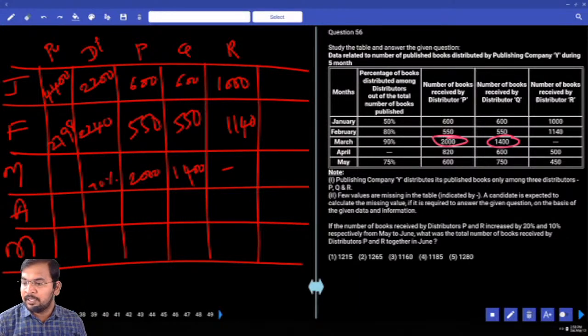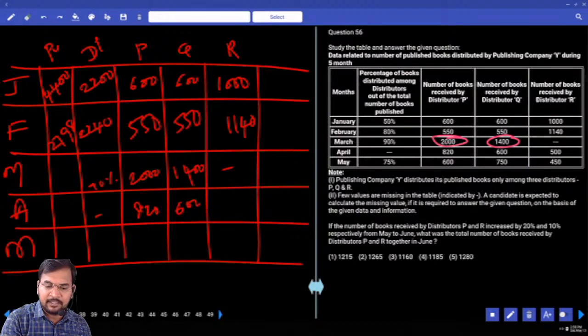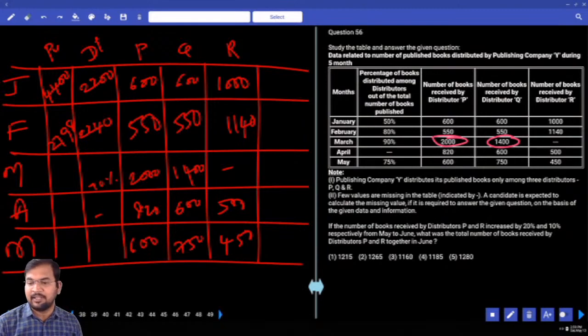Next one. This one is also no need to fill. Yes or not? Because we don't know the percentage. 820, 600, 500. Next one, tell me. 450, 750, 1,200. 1,200 plus 600, 1,800.